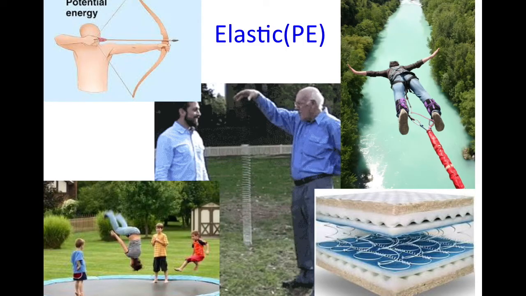Here are some examples of what we mentioned before. When you pull this back, it has the potential to do work, just as much as this bungee cord over here with this person falling. We also have the bed right here, or mattresses. Whenever you sit down, you have the potential of elastic energy. And then you have your trampoline over here.